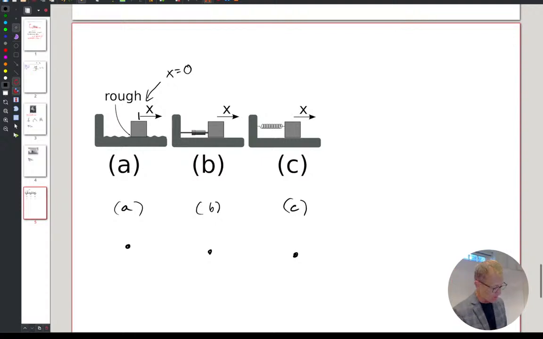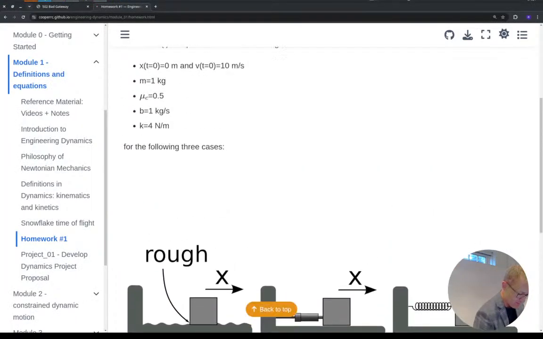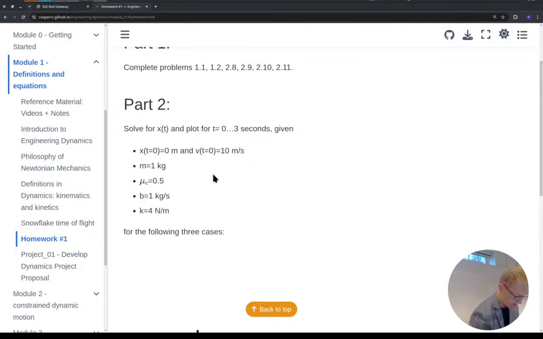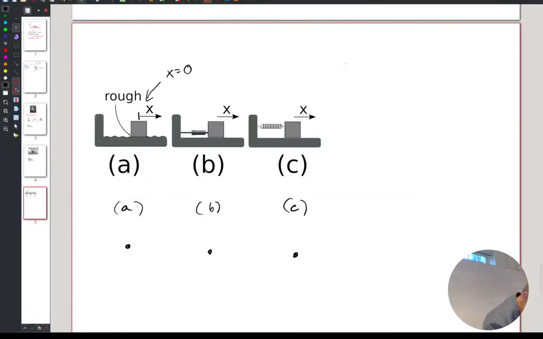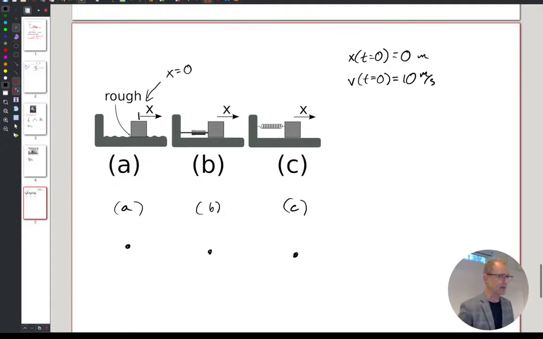Initially, we do have some initial conditions if you're so inclined. That x at t equals 0 equals 0 meters, and v at t equals 0 is 10 meters per second. So we know initially it's sitting somewhere, but it's not sitting still. It has some initial velocity.